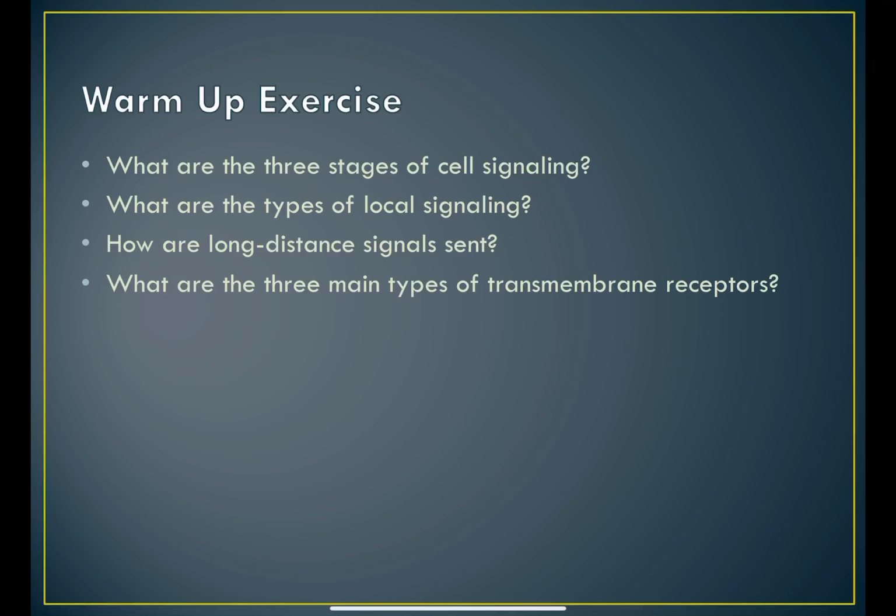response may be. Local types of signaling, you might say paracrine, juxtacrine, or autocrine. You may also say synaptic signaling. That would be the nerve cell signaling. Long distance signals in the third question are going to be sent through the blood, through the endocrine system, generally through hormones. Okay? And then the last question, the three main types of transmembrane receptors.